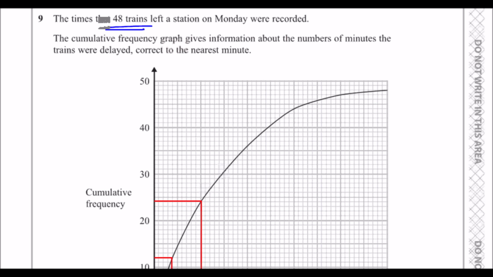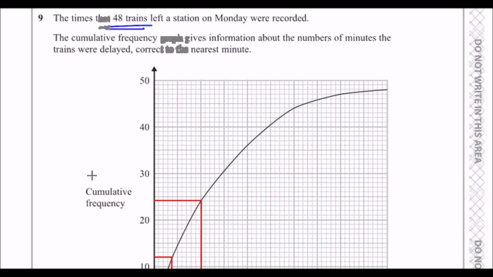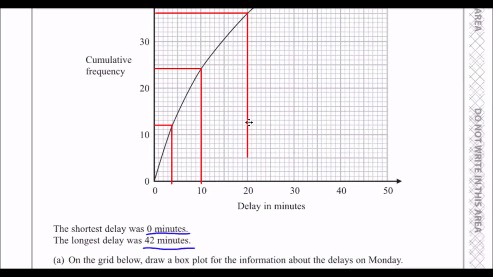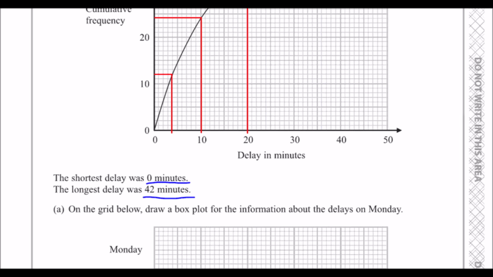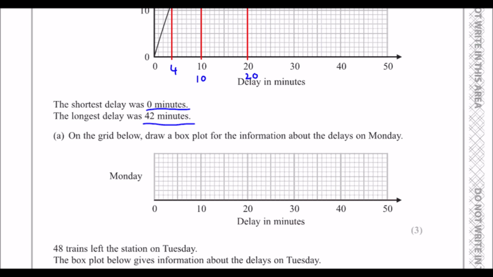and 3/4 of 48, that's going to be 36. So we'll go for 36. Which is at 20. So we should have all the information we need. So we've got our lower quartile at 4, our median at 10, and our upper quartile at 20. So we just draw these lines on now.